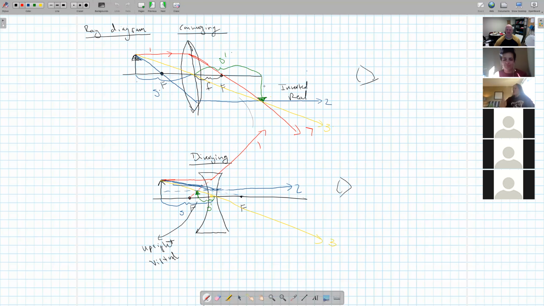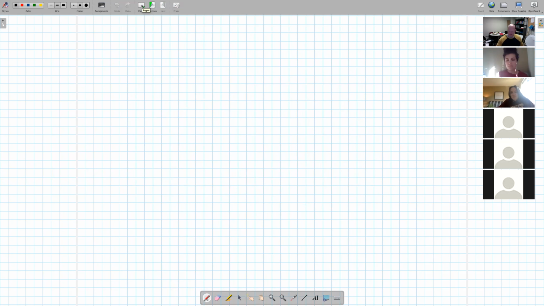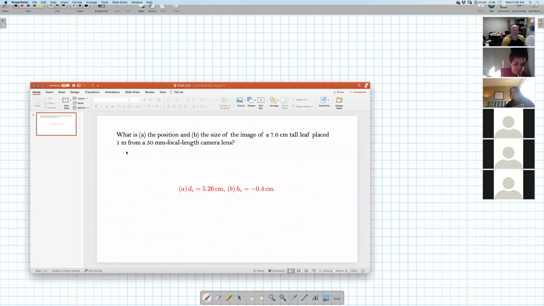Here, this one has a positive S prime, because it's on the same side to which the light is going, whereas this one has a negative S prime because it's on the opposite side, the same side from which the light is coming. So this one would have a negative image distance, where this one would have a positive image distance. This would be a positive focal length, where this one would be a negative focal length. Okay. So good. Let's do a couple examples of this, and then we'll hopefully talk about some combinations of lenses.